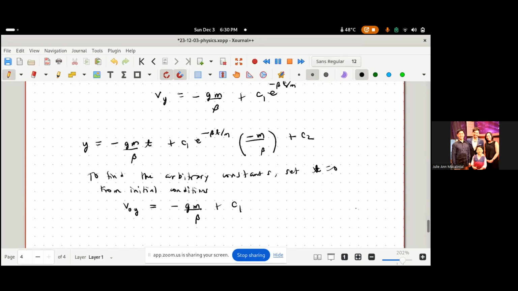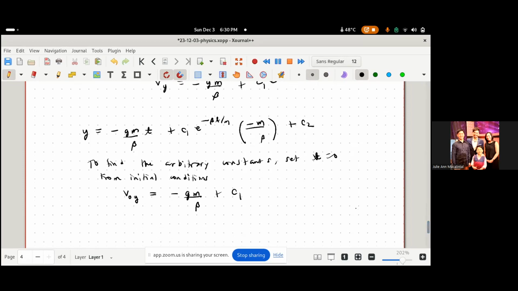Tapos, yung other initial condition is y0 is equal to negative, ito t equals 0, so mamamatay yung first term. Yung makukuha natin yung c1, e to the minus beta t over m magiging 1, tapos minus m over beta plus c2.